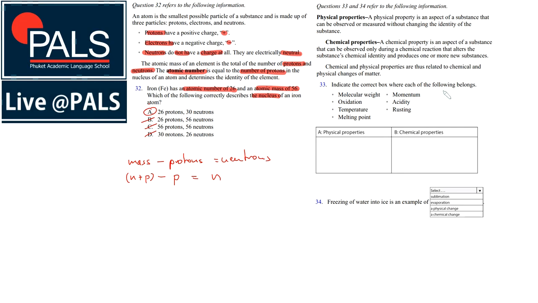Indicate the correct box where each of the following belongs. So we number again: 1, 2, 3, 4, 5, 6, 7. The molecular weight is a physical property. Oxidation, chemical. Temperature, physical. Melting point, physical. Momentum, physical. Acidity, probably chemical. Rusting, chemical as well, it changes. So acids, bases, the acidity can be observed during a reaction.